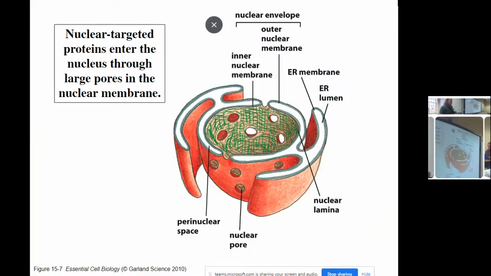So proteins that need to go into the nucleus to do their job are going to have a nuclear tag, and they are going to move through these pores in the nuclear membrane. They would be produced in the cytoplasm, and they need to travel through a pore to get into the nucleus where they're going to do their function.